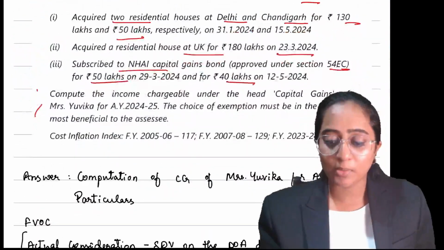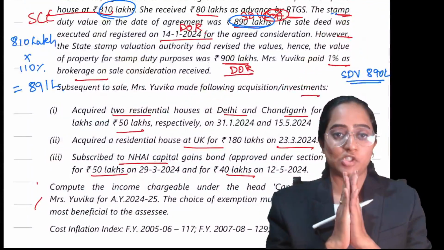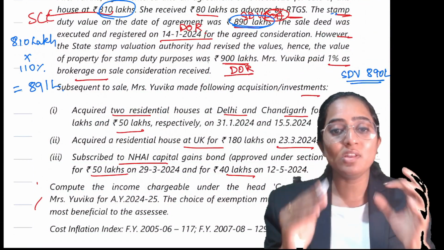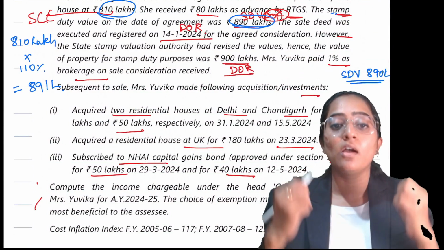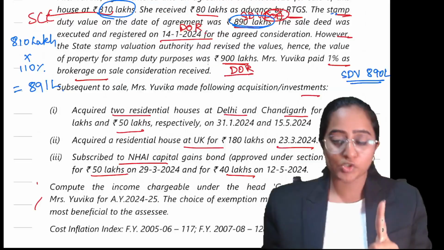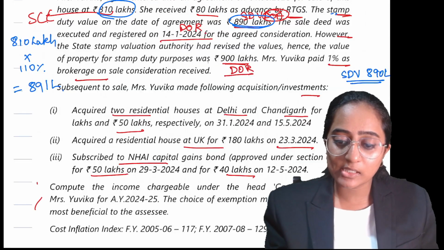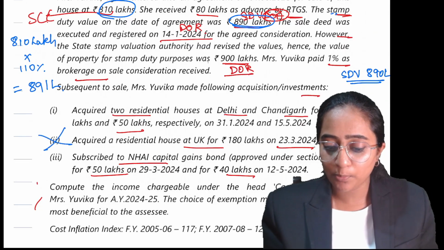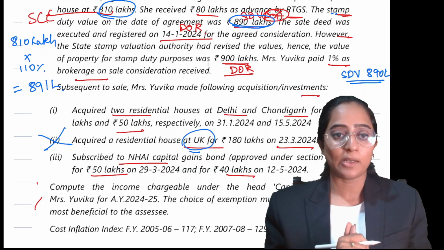Exemption under section 54, remember people, you are going to get exemption under section 54 with regard to the residential property which you have bought in India, first of all. So if that is the case, this has been completely ruled out. It has been bought in UK. You will never get exemption for that.